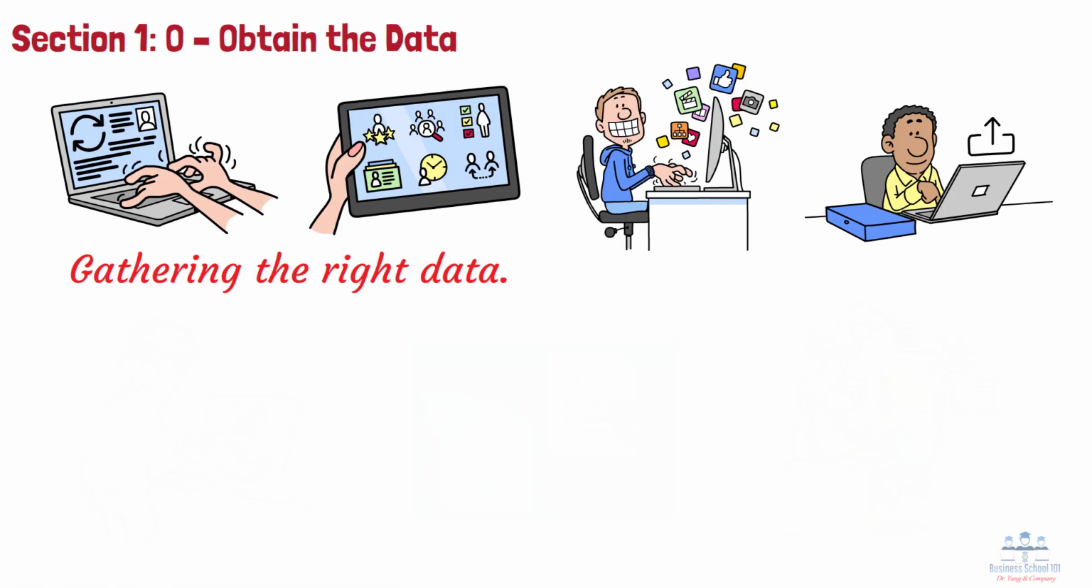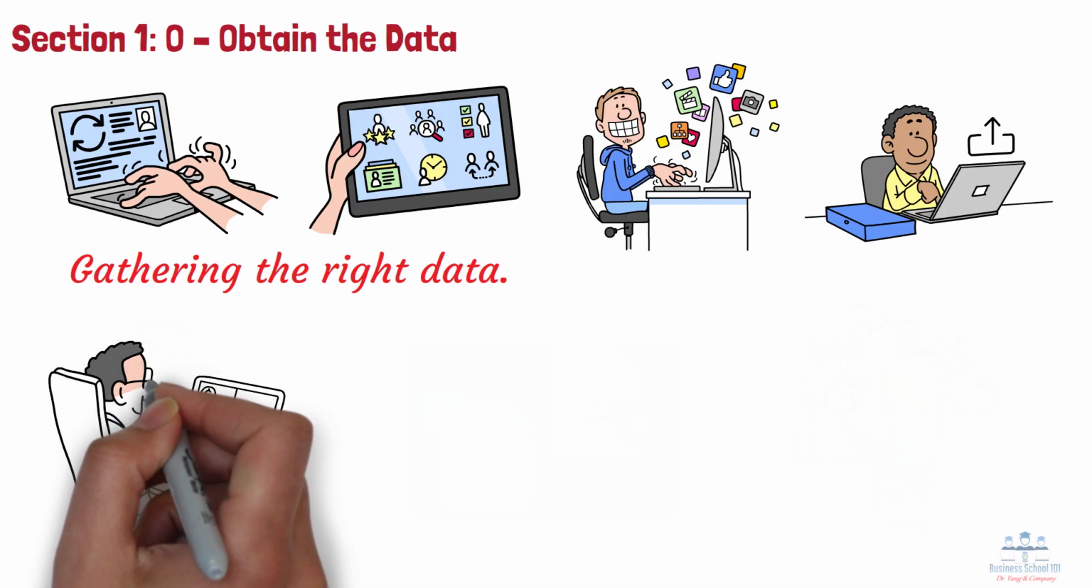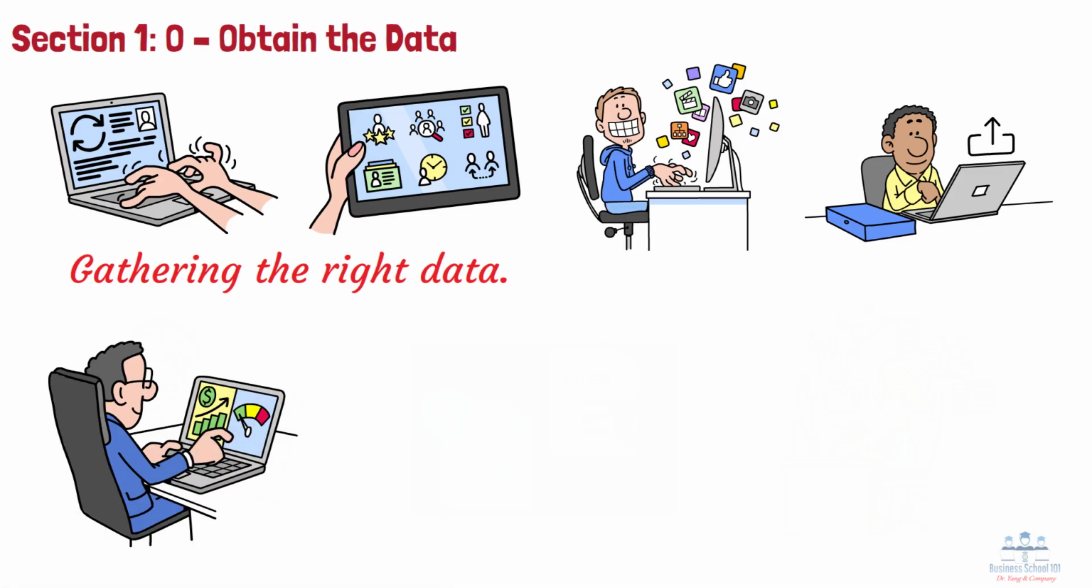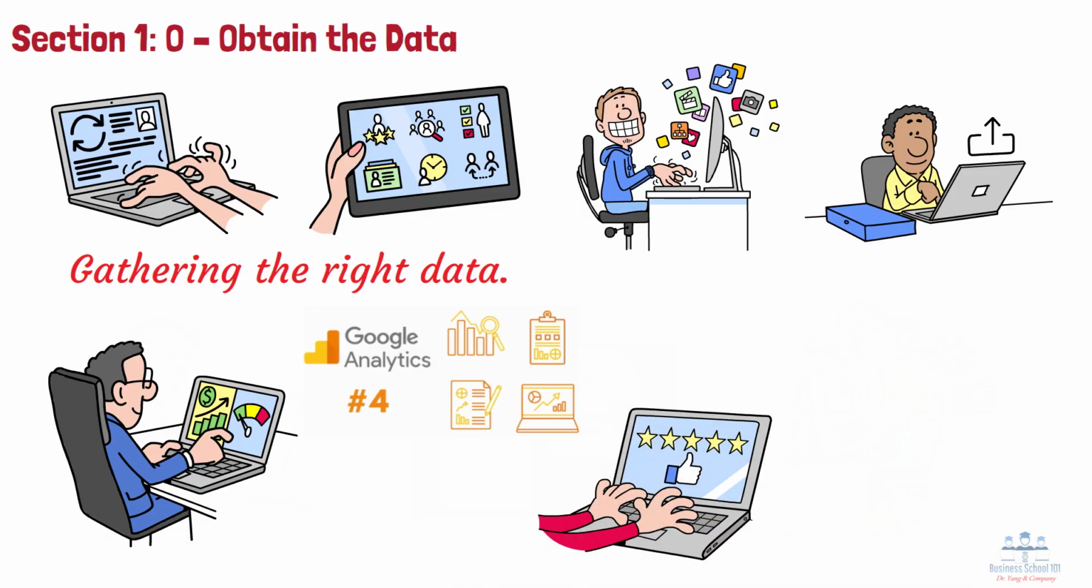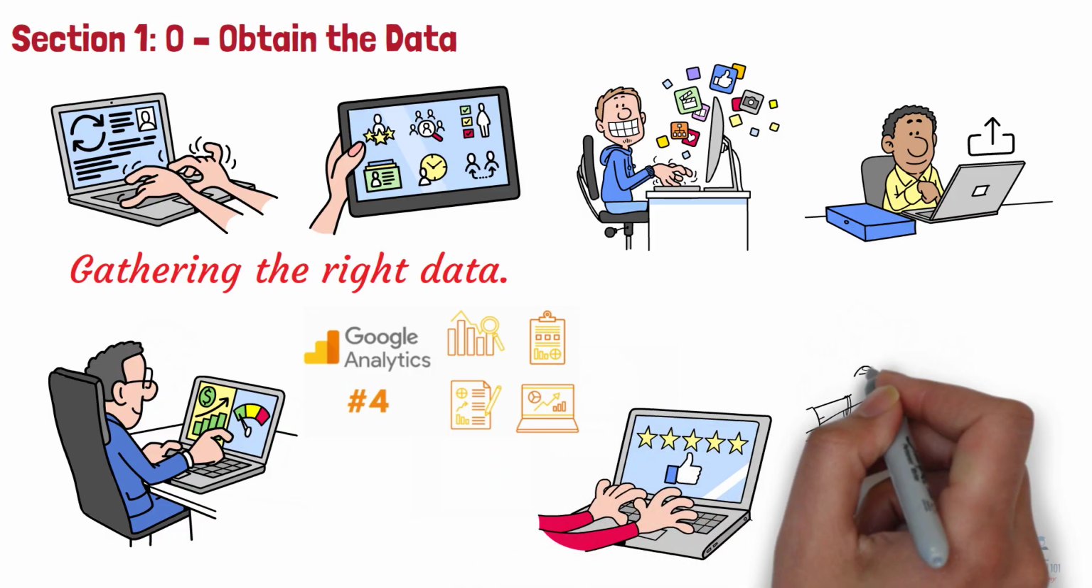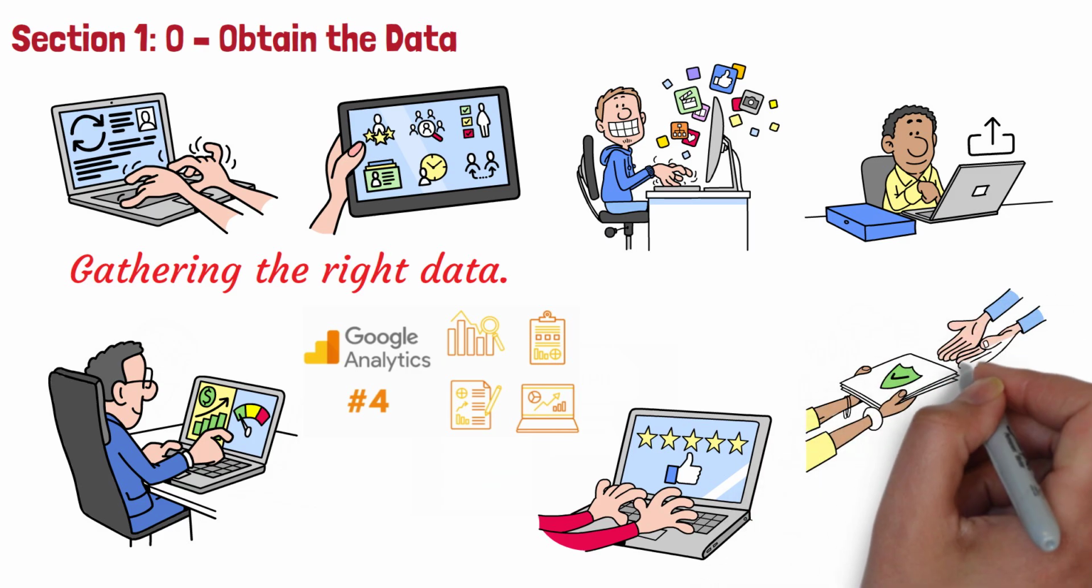For example, a retail company launching a new product might pull data from point-of-sale systems, Google Analytics, email campaign metrics, and customer satisfaction surveys. If the company also wants to understand broader trends, it might integrate market data from third-party research platforms.